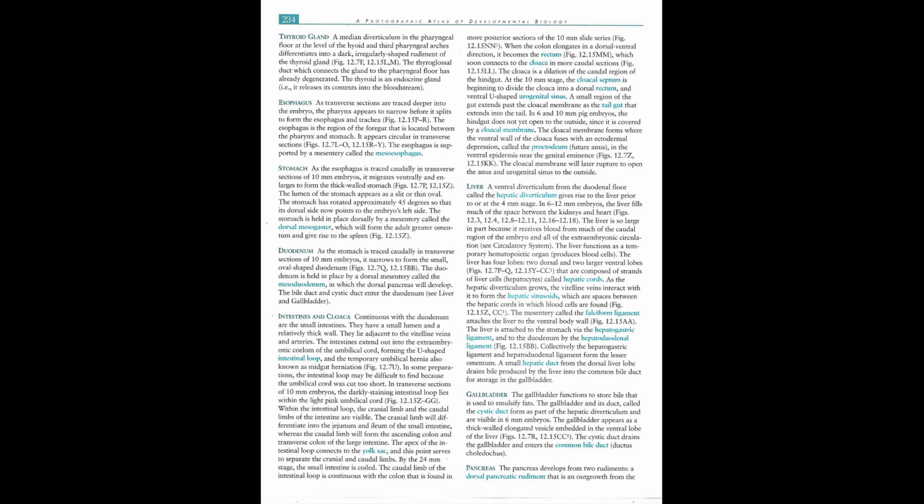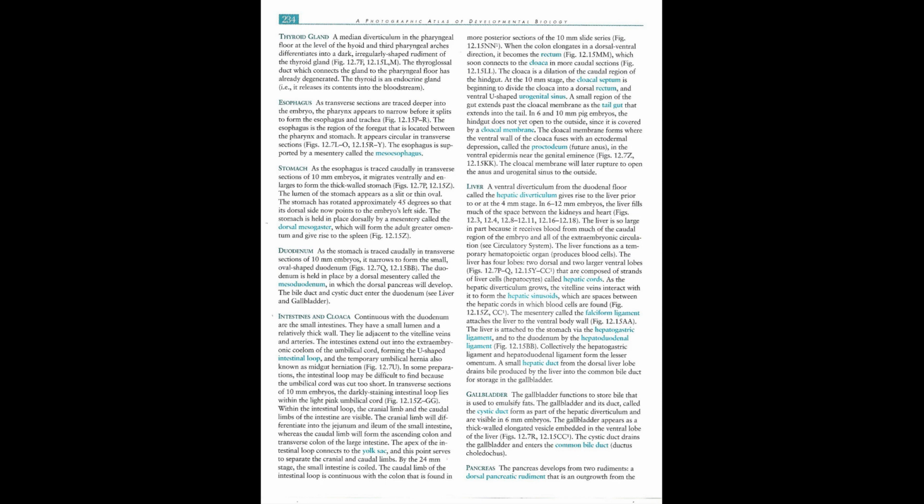Liver. A ventral diverticulum from the duodenal floor called the hepatic diverticulum gives rise to the liver prior to or at the 4 mm stage. In 6 to 12 mm embryos, the liver fills much of the space between the kidneys and heart, Figs 12.3, 12.4, 12.8 to 12.11, 12.16 to 12.18. The liver is so large in part because it receives blood from much of the caudal region of the embryo and all of the extraembryonic circulation. See circulatory system. The liver functions as a temporary hematopoietic organ, producing blood cells.